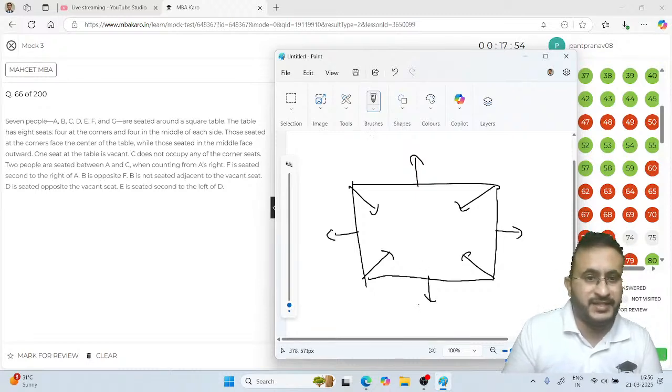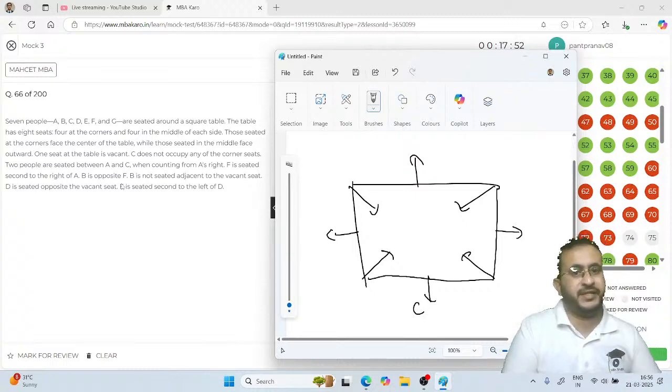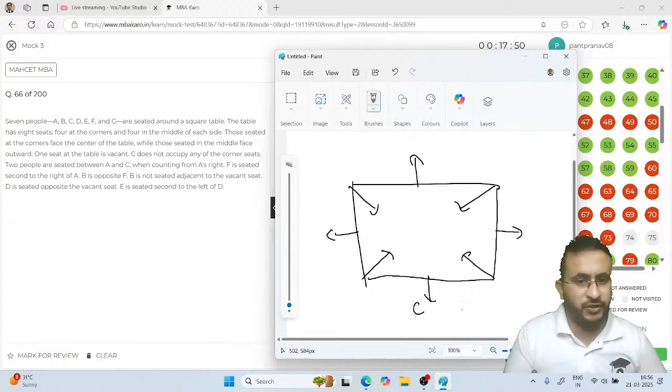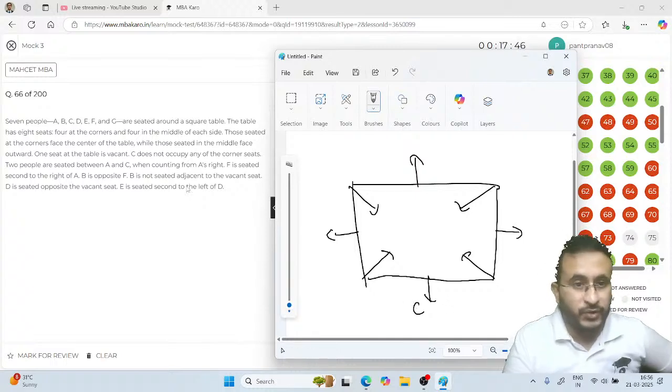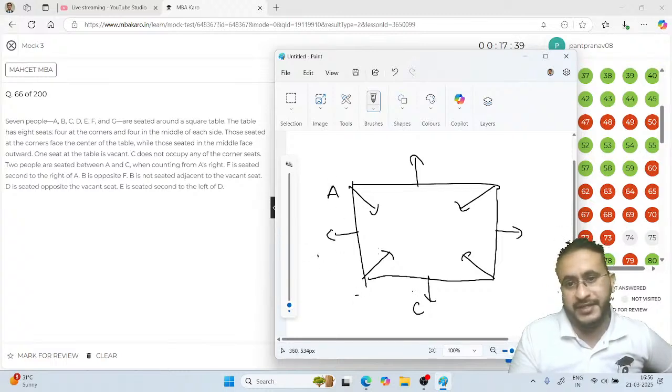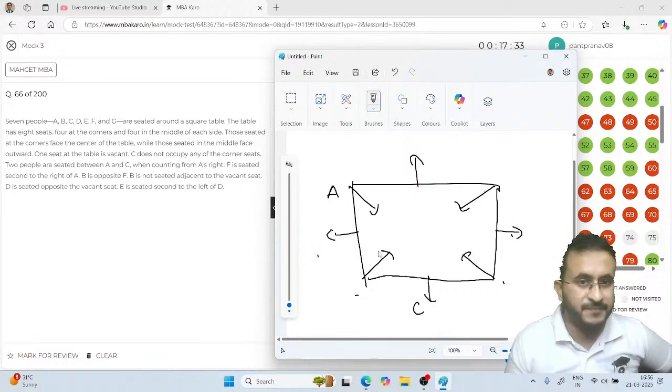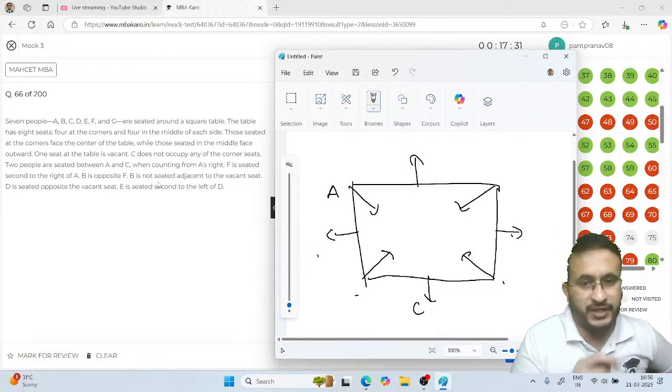Okay, so let us say C is not occupying any corner seat. So C will occupy a center seat, and 2 people between A and C counting from A's right. So if you take 1 to A, then the right side will be this side. So A and C will be sitting like this. F is seated second to the right of A. So this is F.